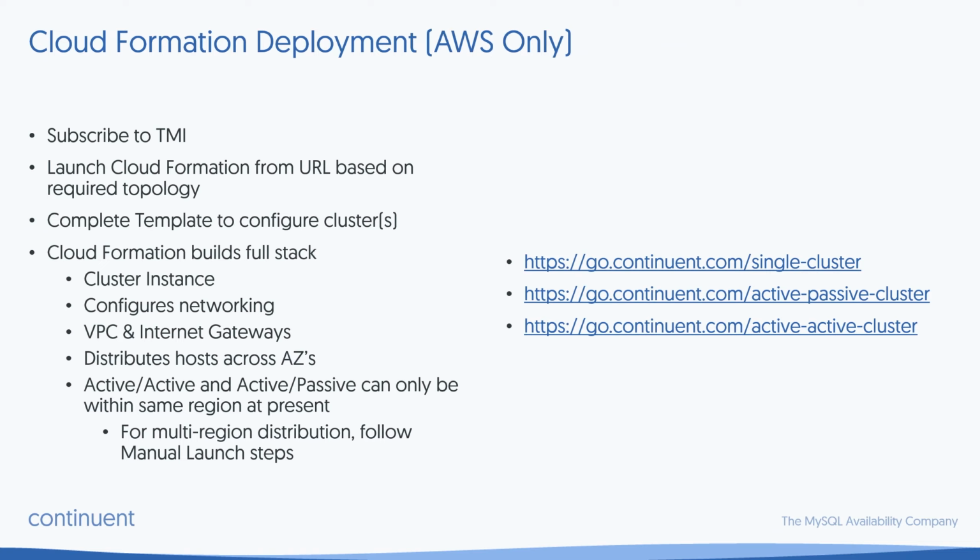It will set up the VPCs, the gateways. It distributes the hosts across availability zones. At the moment, active-active and active-passive via CloudFormation can only be within the same region. So if you do want a multi-region distribution, you need to follow the manual steps, which I'll demonstrate shortly. But the CloudFormation makes it a lot easier for you. It sets up all of the networking and has all that ready to go.